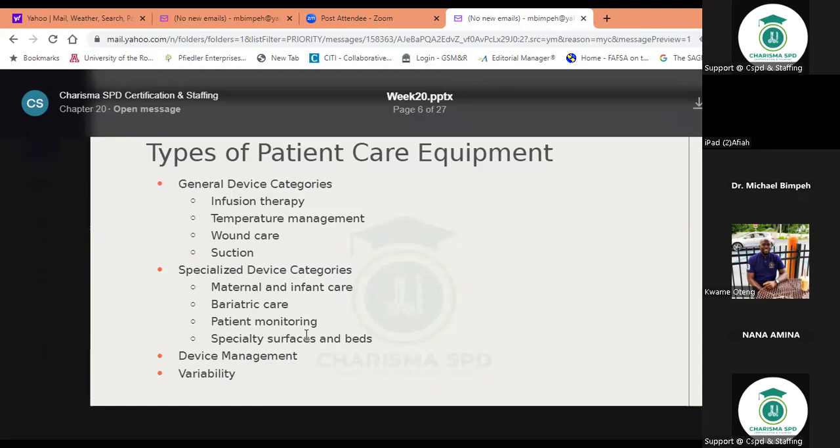For the suction, depending on the IFU, they could be sterilized. Some are also pre-sterilized from factory, but they are disposable, so they become supplies. In that case, they may not be classified as patient care equipment.